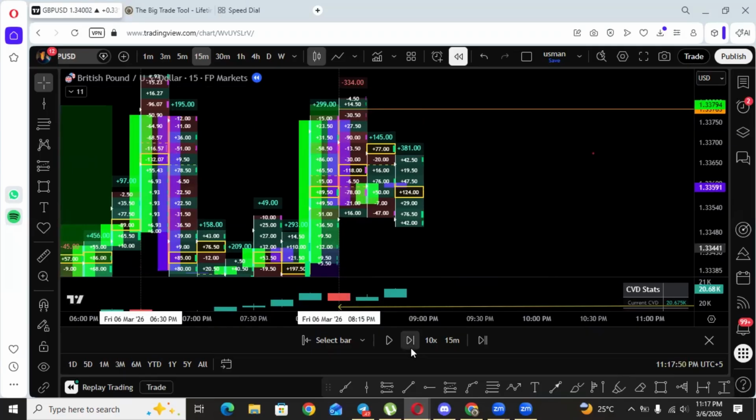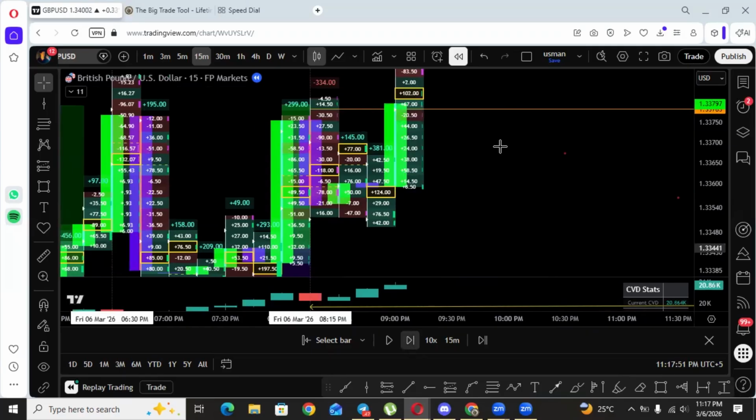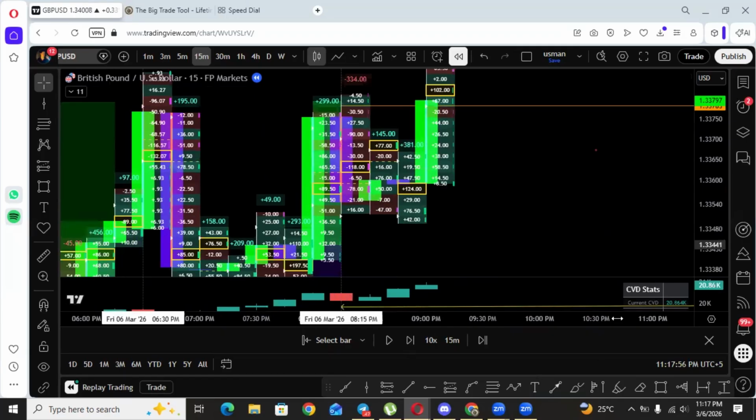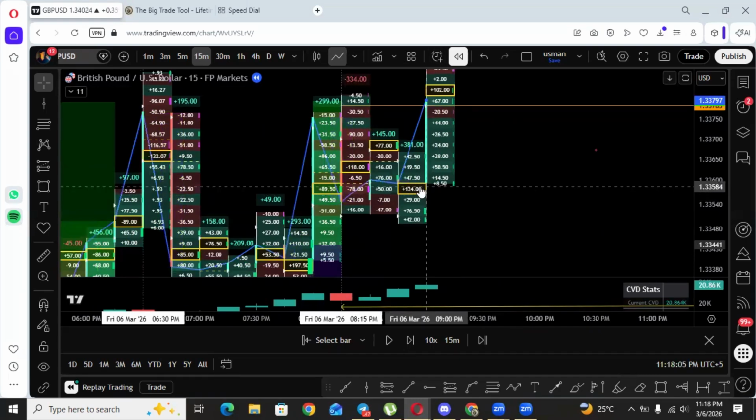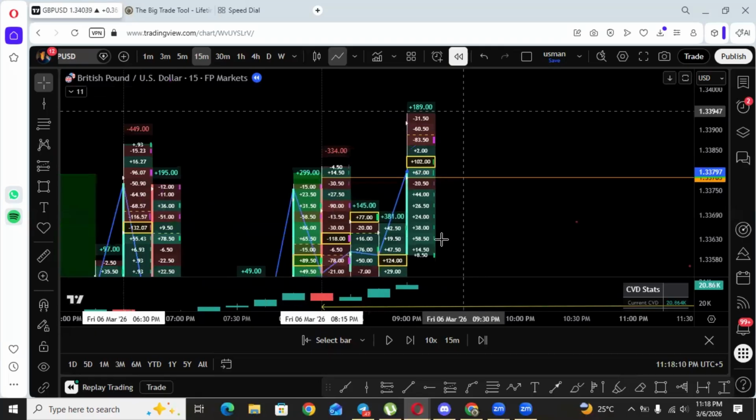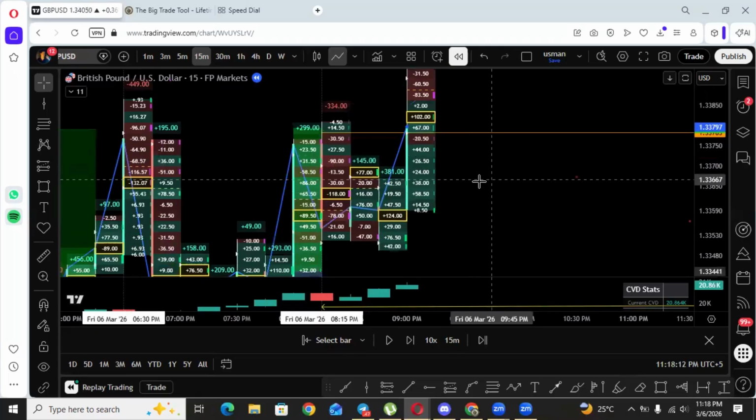So let's play the chart. What will happen next? Market went up from where? Market went up from these buying imbalances, tapping at this delta level, tapping at this point of control level. So look at this. Market gives you a take profit at this point.